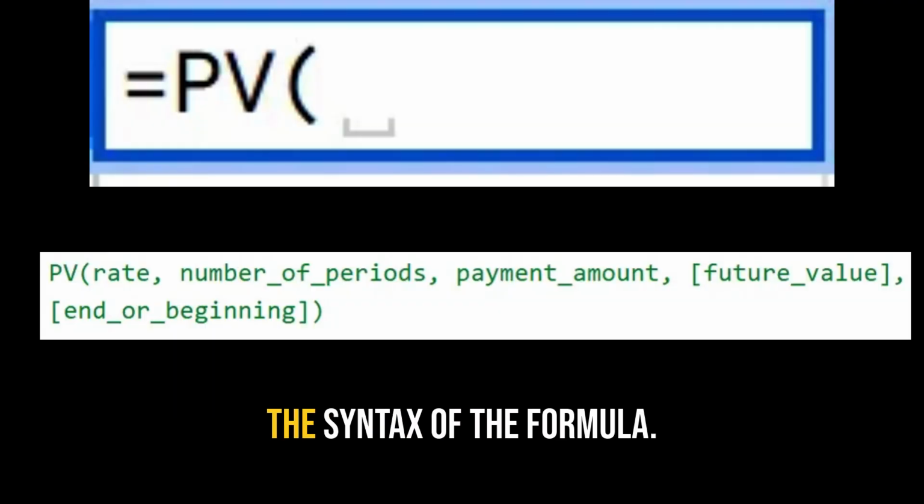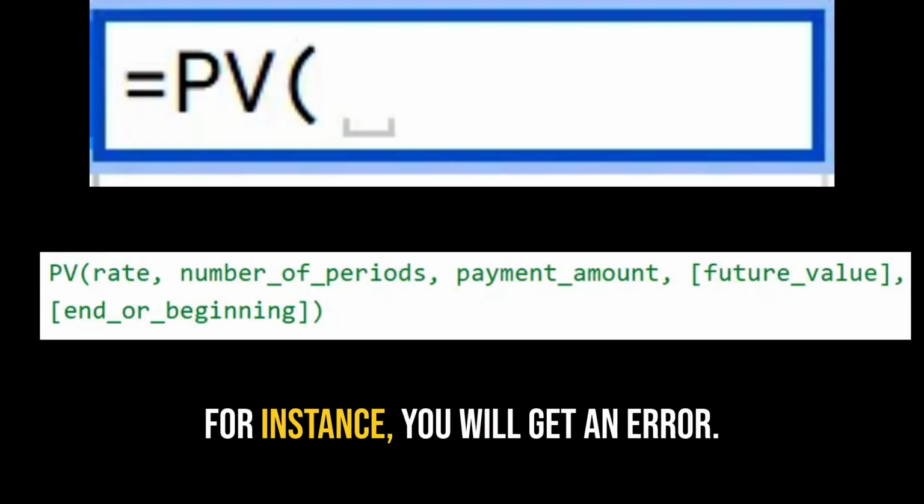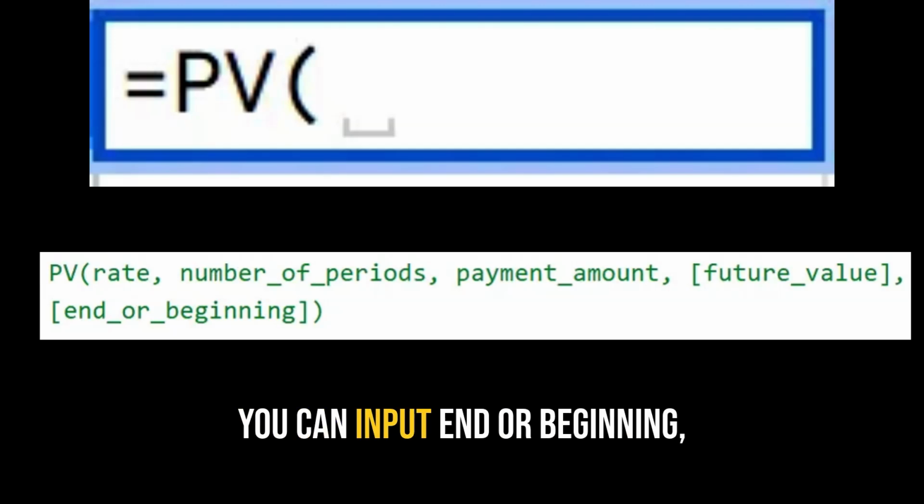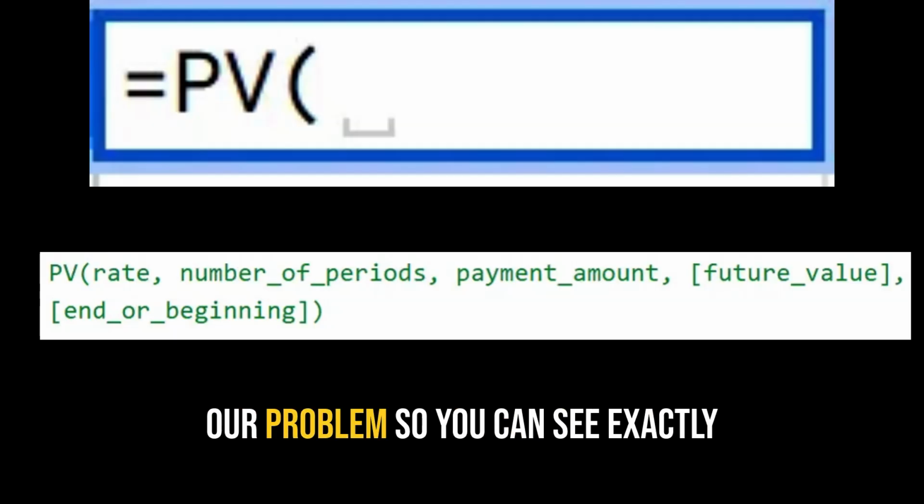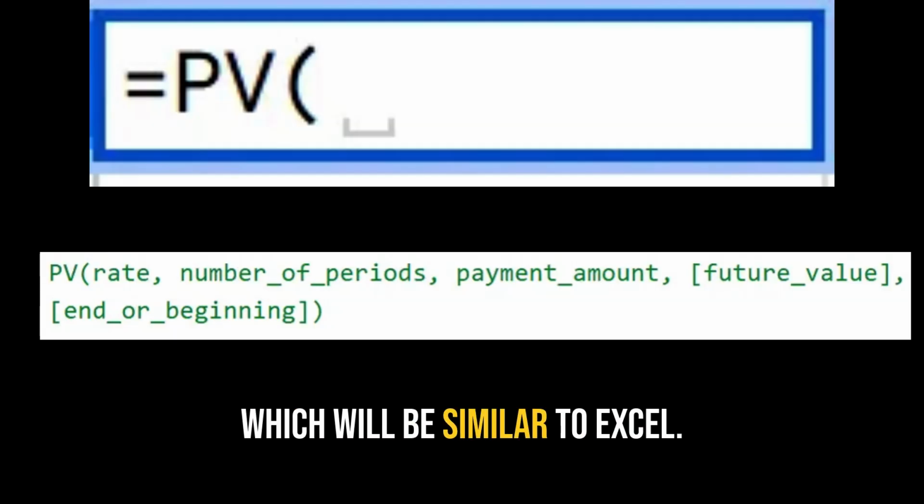Please carefully follow the syntax of the formula. If you miss the equal sign or comma, for instance, you will get an error. Also, even if the syntax says you can input end or beginning, this is an optional field, so you do not need to enter it. Let's fill in the exact arguments for our problem so you can see exactly how to do this in Google Sheets, which will be similar to Excel.